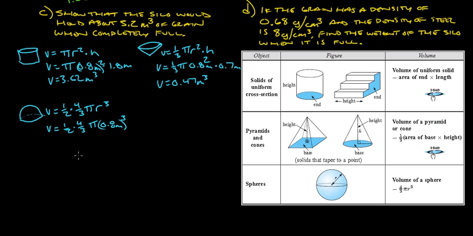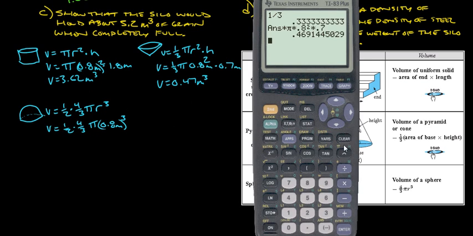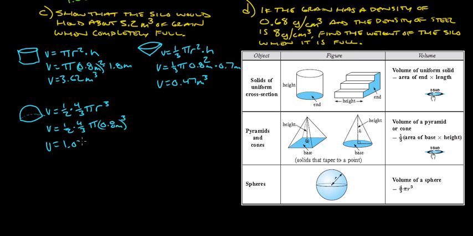All right, so let's try that out. So let's see, let's do this. Let's do 4 divided by 3 is 1.33, and we know that half is 0.5, so we multiply that by 0.5, and then we multiply that by pi, and then multiply that by 0.8 to the 3rd power, and we get 1.07 cubic meters. So the total volume should be all three of these added together, right?